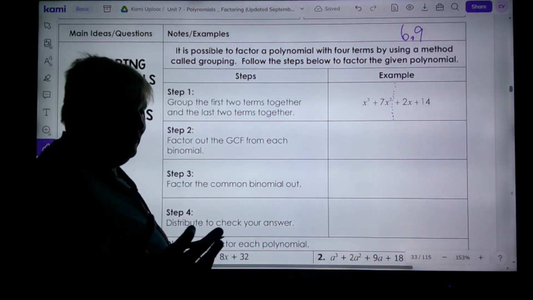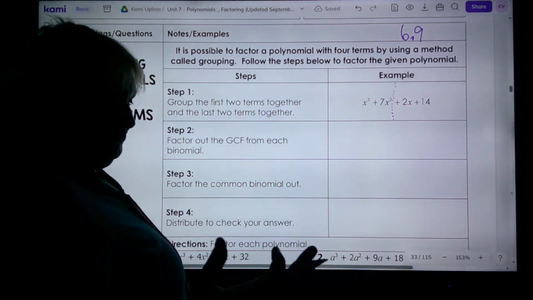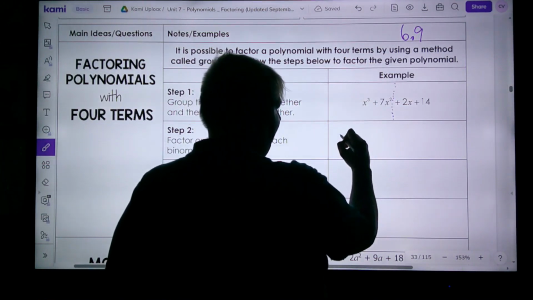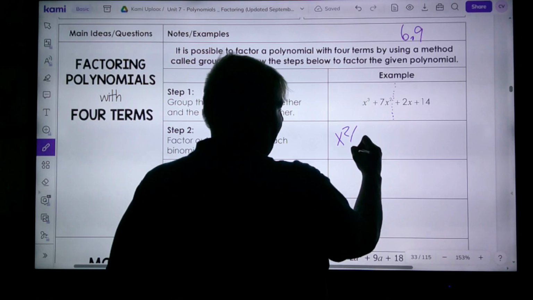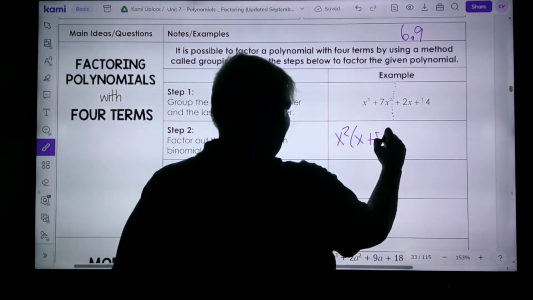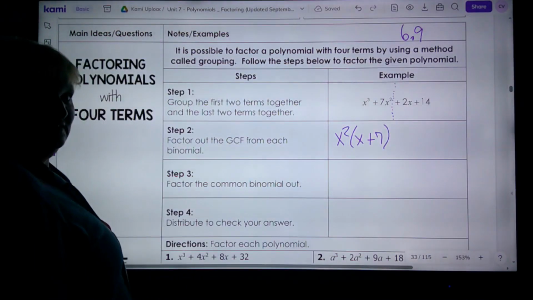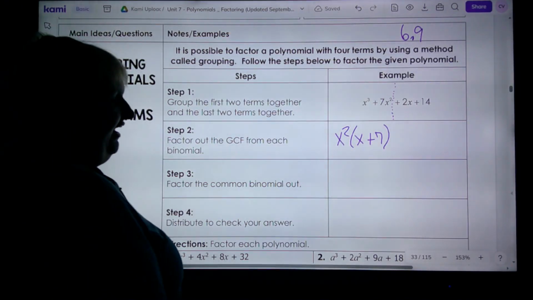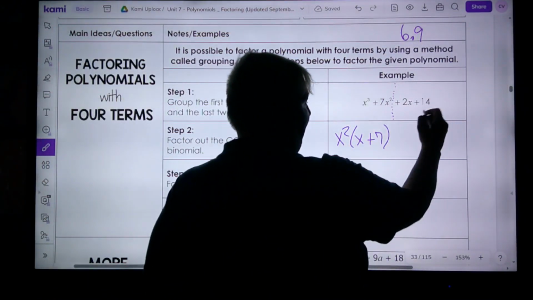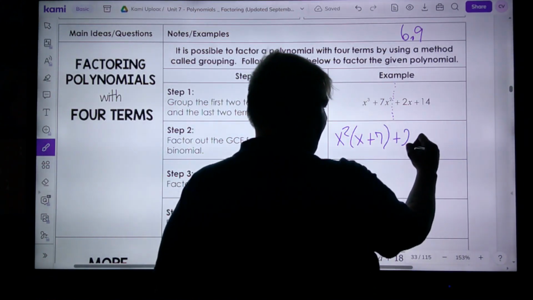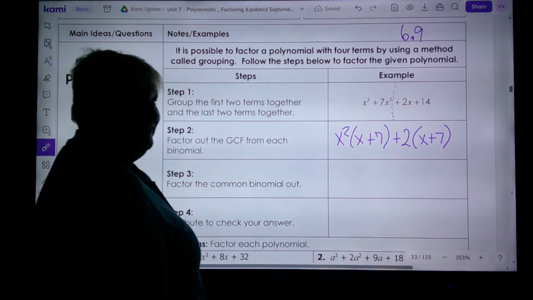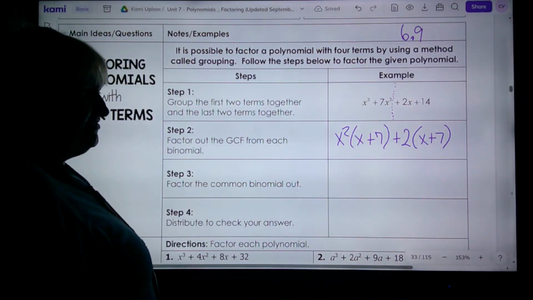basically I've created 2 binomials, right? So if I can factor an x squared out, and I'm left with x plus 7, right? And I can factor out a positive 2 from the second binomial, and I'm left with x plus 7. Look at that. Do you see what just happened? You see it?